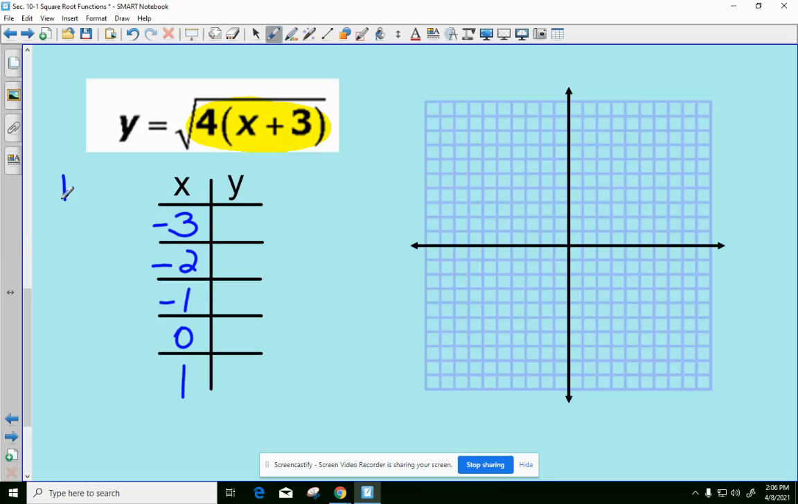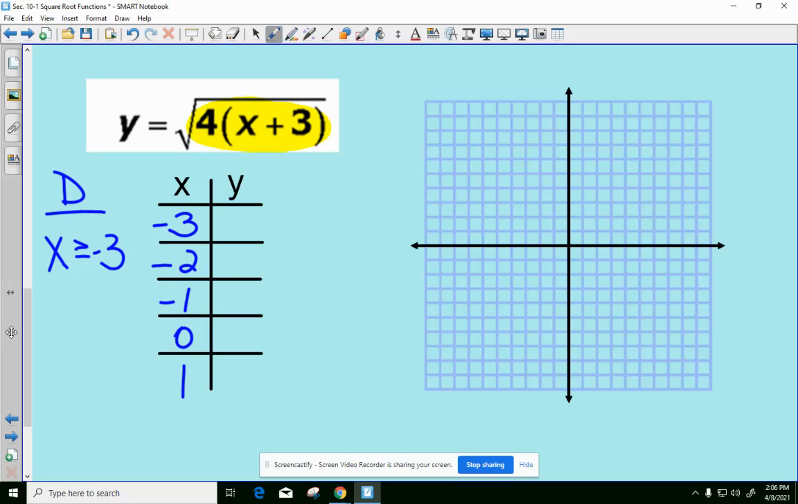I would say right now you should be able to tell me what your domain is. That x has to be what? Did my numbers get bigger or smaller? Well, which way did they go? They got bigger, right? So x is greater than or equal to -3. Now I just need to get some outputs, some answers on the other side so that I get some ordered pairs.